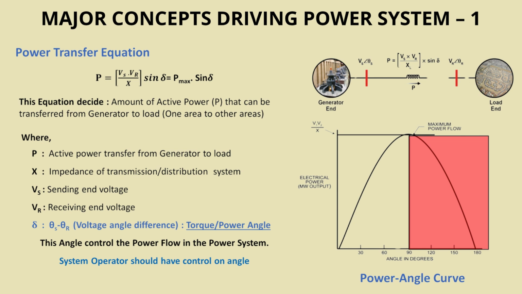Why unstable? Because if a disturbance pushes the angle past 90, the electrical torque that's supposed to pull it back actually gets weaker, not stronger. So the angle just keeps increasing faster and faster. You lose synchronism. Okay. So operating well below 90 degrees gives you your stability margin. The bigger the gap between your operating angle and 90, the more disturbance you can ride through.